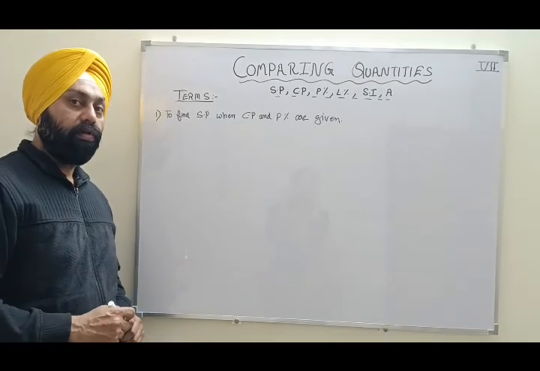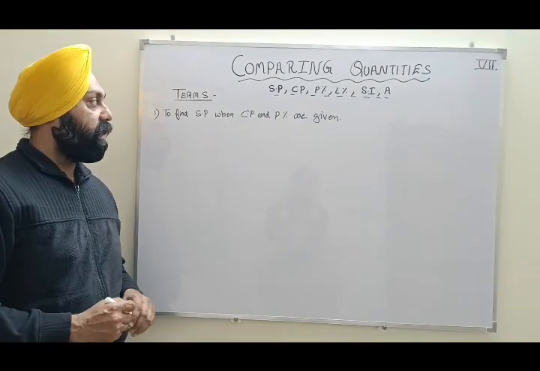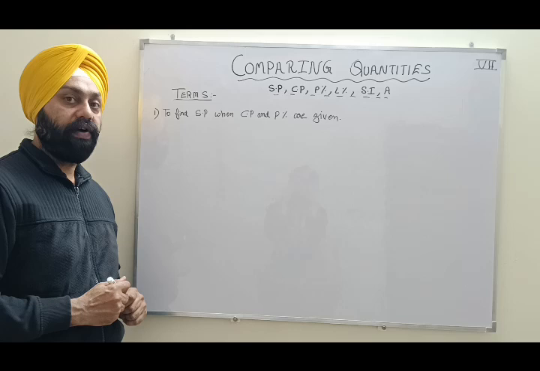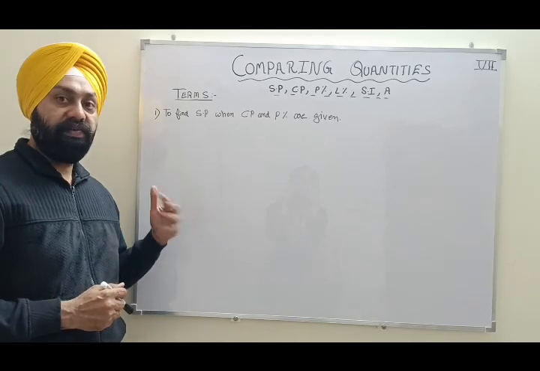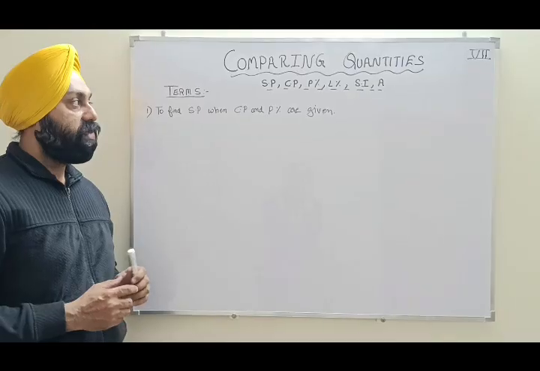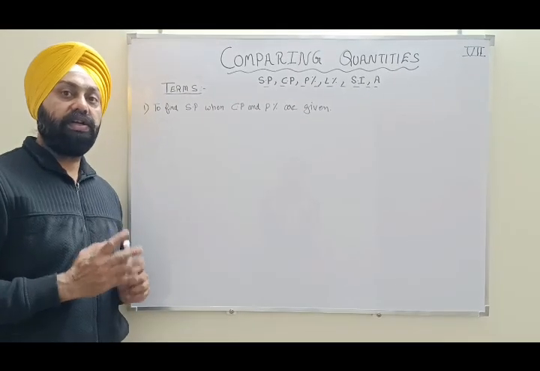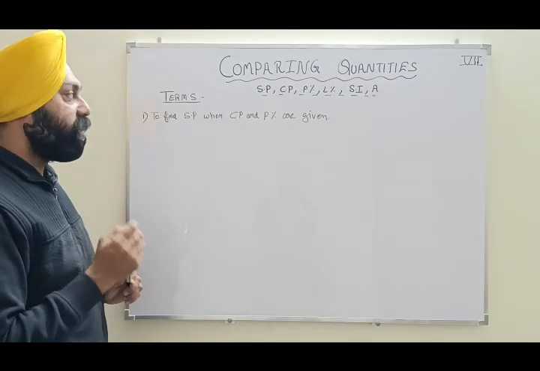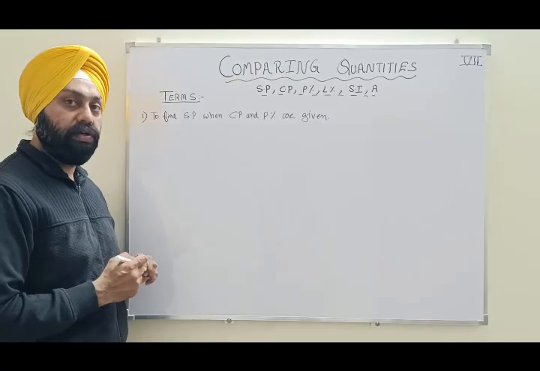So moving on, we will be finding few formulas to find out SP or CP when profit percent or loss percent is given. So whenever these sort of questions are given, just 4 formulas are there that will help you out. So these are very simple formulas which are easy to learn also.